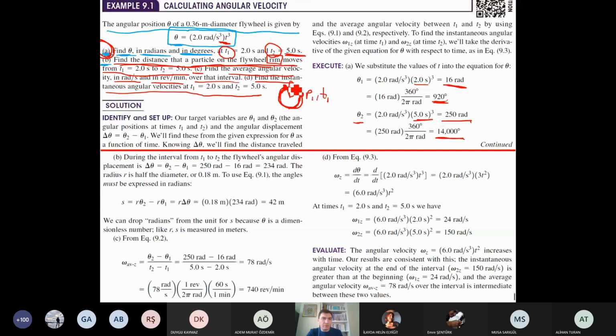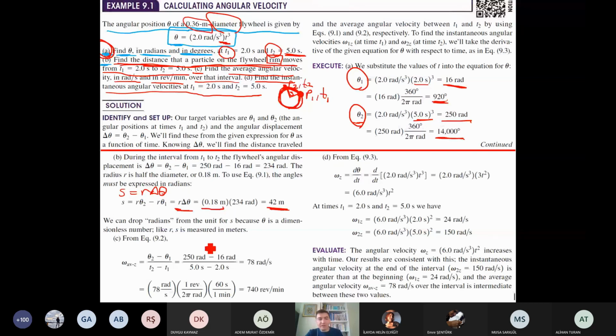So what is the distance between P1 and P2? This is given with S, okay? This arc length S is given with this expression, R times delta theta. And delta theta is given because we have already calculated T1 and T2, okay? Just put them here, then you can calculate 42 meter, okay? R is already given within the question. R is the radius, and where is it? Diameter is given, and then you can calculate the radius from this information, which is 0.18 meter.